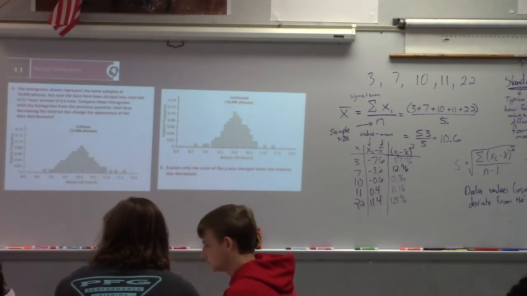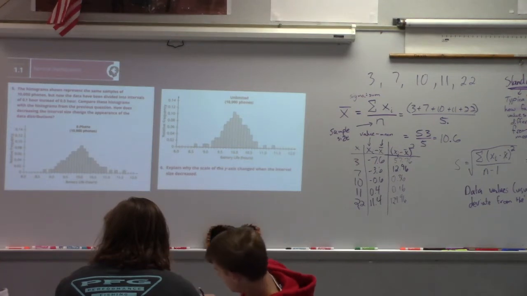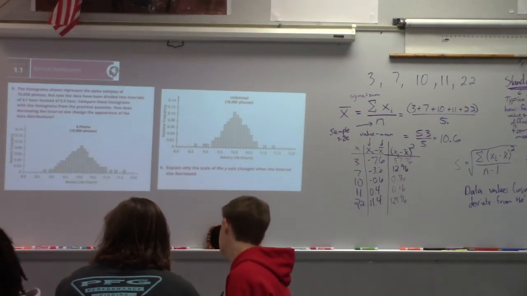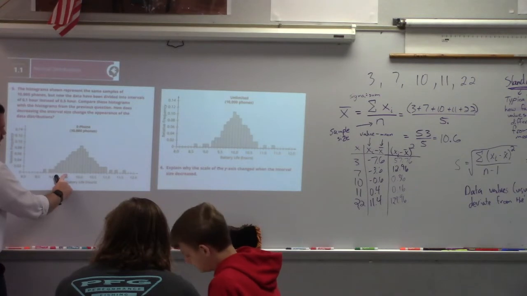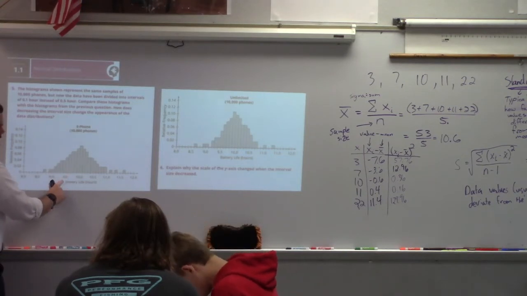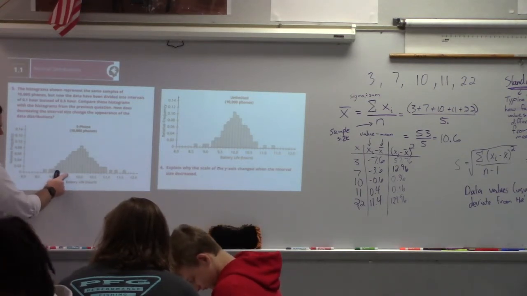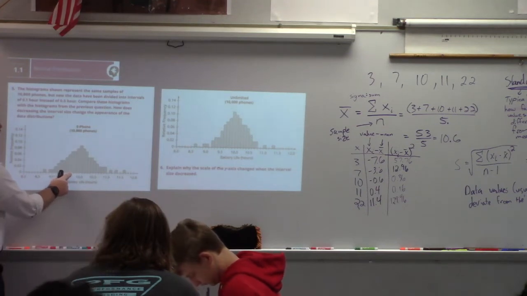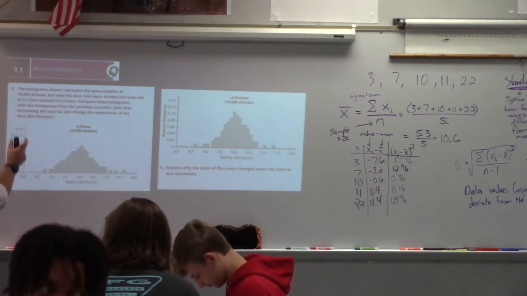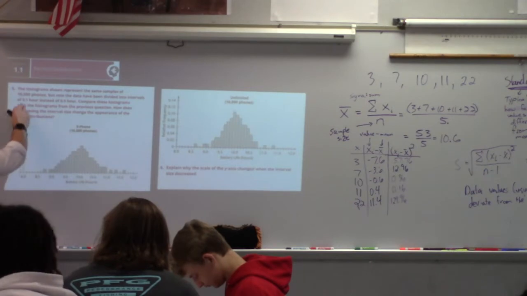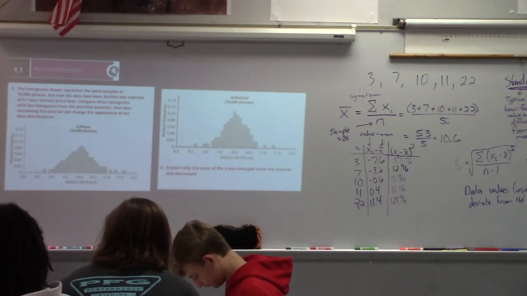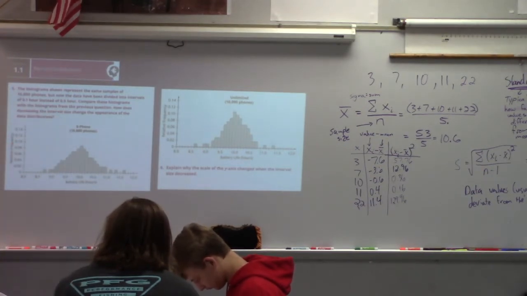And I'll go ahead and tell you the name for that: the bar length is called a bin. So if you hear me say bin, that's just talking about the values in between here, right? So the bin here would be 9.5 to 9.6, 9.6 to 9.7. Those are the bins. So they decreased that bin width, a tenth of an hour instead of half an hour. Compare these histograms with the histograms from the previous question. How does decreasing the interval size change the appearance this time around?